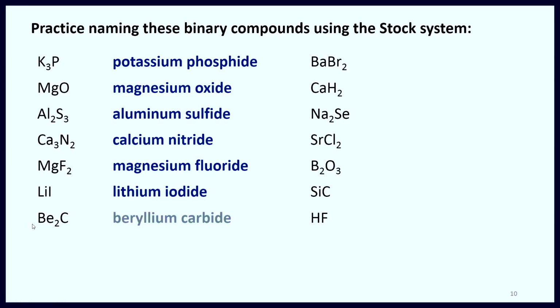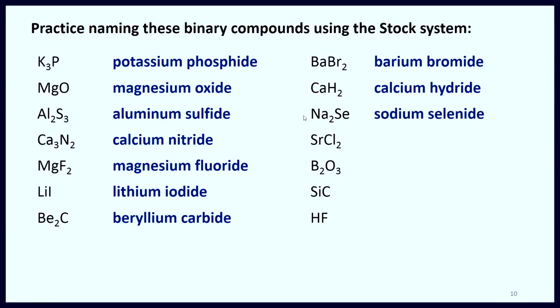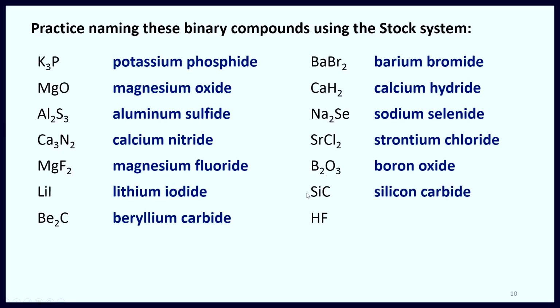Be2C is beryllium carbide. BaBr2 is barium bromide. CaH2 is calcium hydride. Na2Se is sodium selenide. SrCl2 is strontium chloride. B2O3 is boron oxide. SiC is silicon carbide. And HF is hydrogen fluoride.